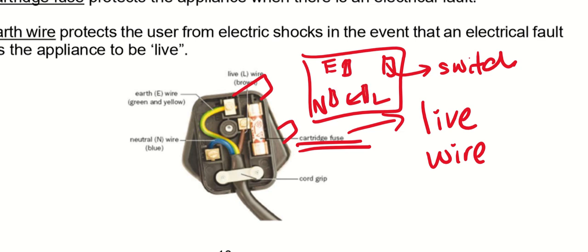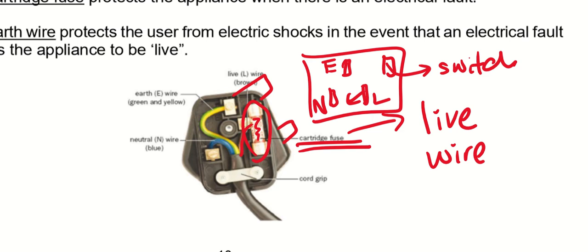Okay, so if current is coming out from the live, the fuse must be connected to the live wire, so if there is a current surge, the fuse will melt. Yes, so the fuse is connected to the live so that it guards against any electrical surge. So it will flow through the brown wire.